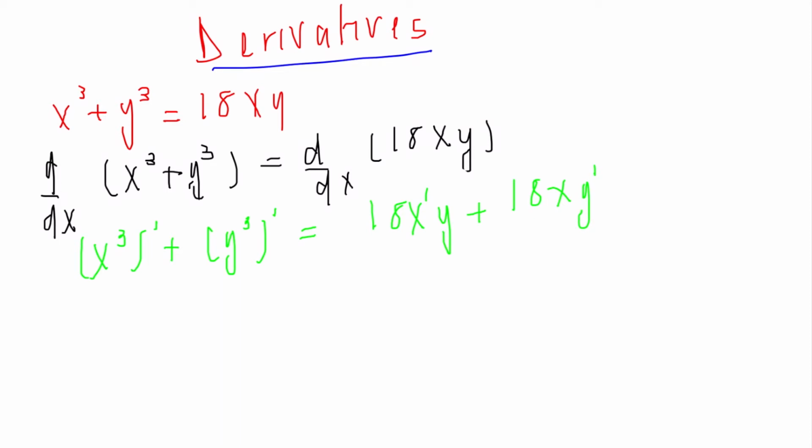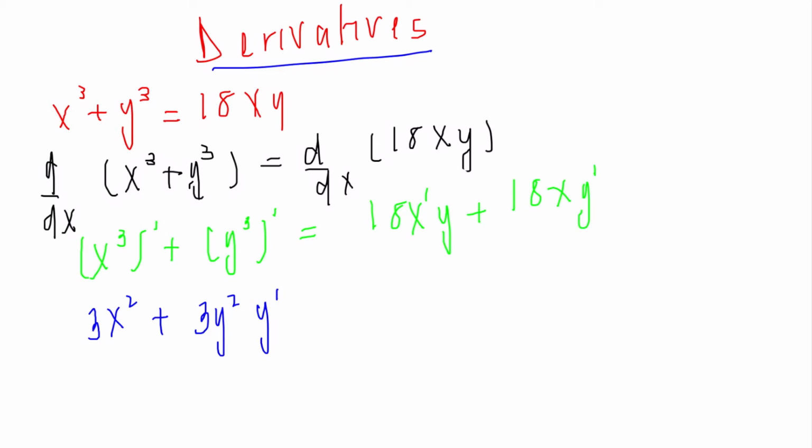So that's how to do it implicitly. We're using the product rule whenever we have x and y together, x times y, 18xy. What we end up with when differentiating is 3x squared, that's the derivative of x cubed. Then for y cubed we use the outside-inside rule. The outside gives 3y squared, and then we differentiate the inside, which is y, so it's y prime.